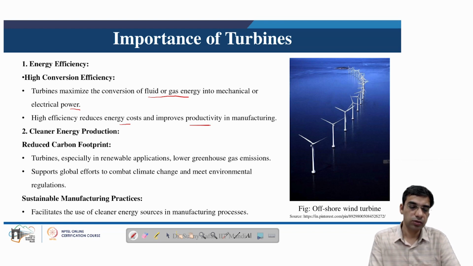Secondly, turbines also help in cleaner energy production. They help to reduce the carbon footprint. For example, wind turbines and hydro turbines, especially those using renewable sources, have lower greenhouse gas emissions. They also support global efforts to combat climate change and meet environmental regulations. They are also useful in facilitating cleaner energy sources for several manufacturing operations.